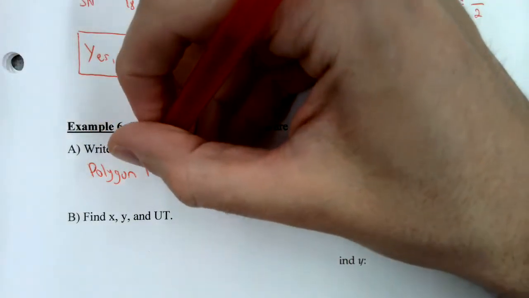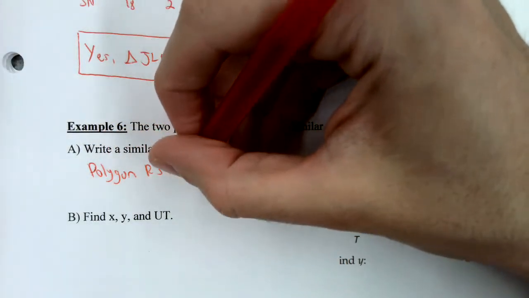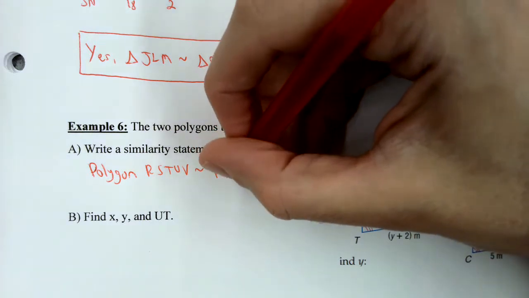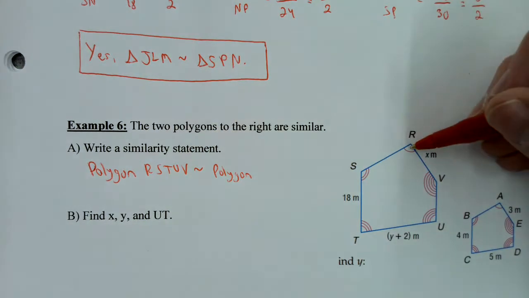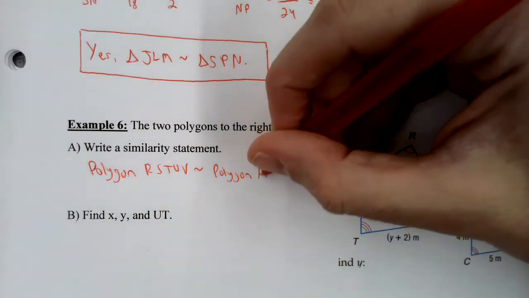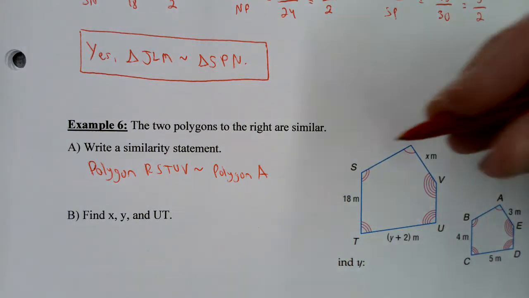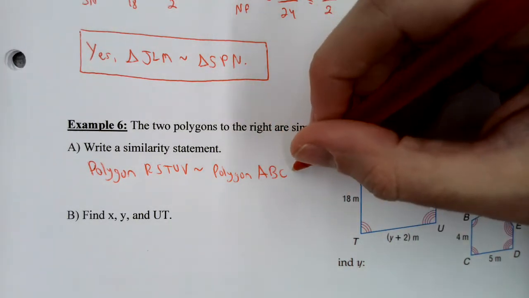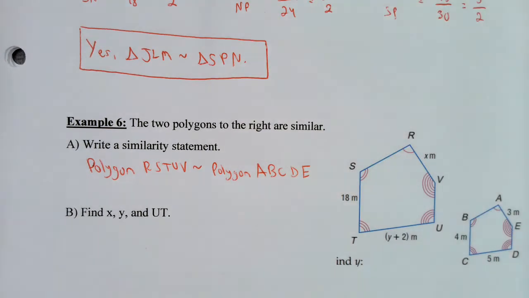RSTUV is similar to polygon. R has 1 arc, so it corresponds to A. S has 2 arcs, corresponds to B. And just make sure you go in the same order. Find X, Y, and UT.